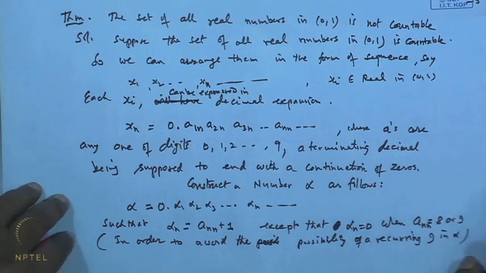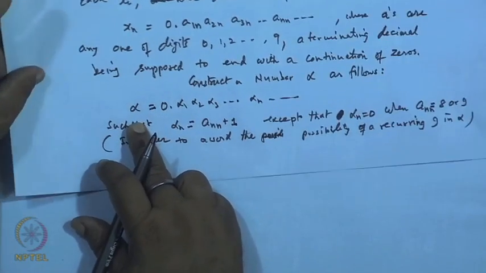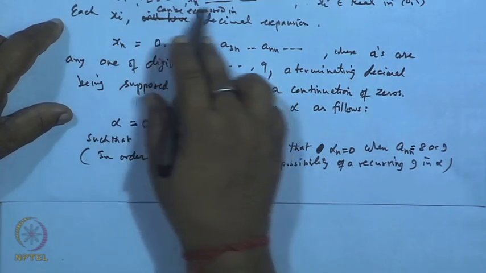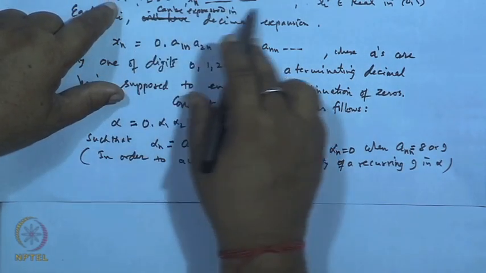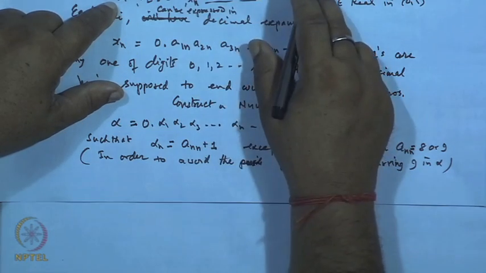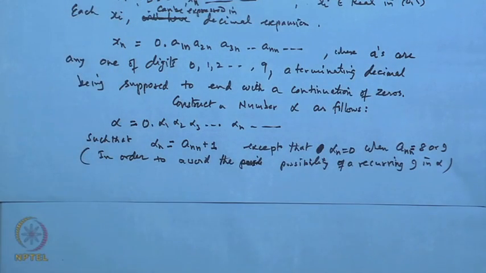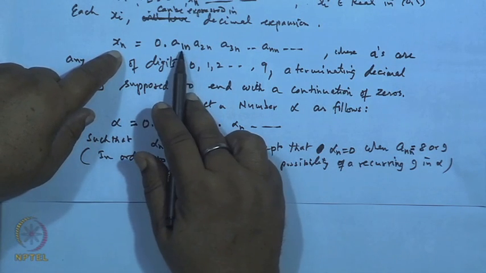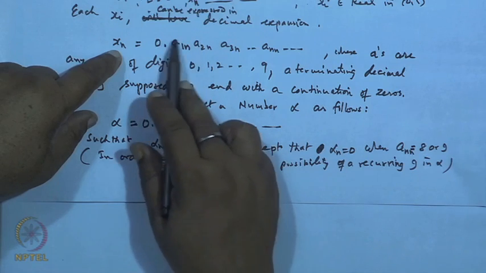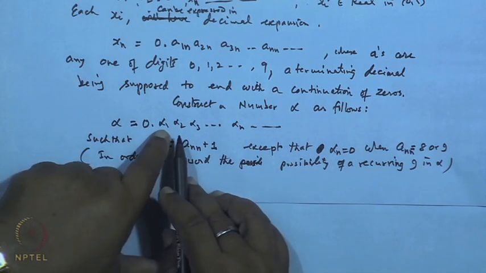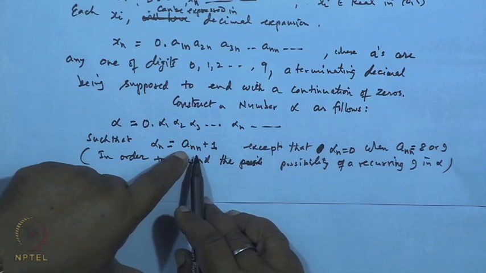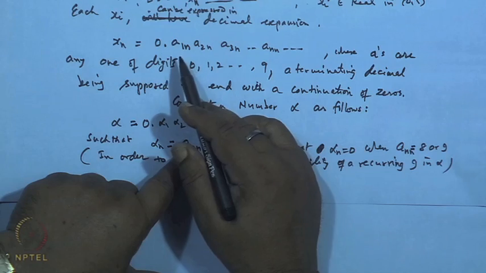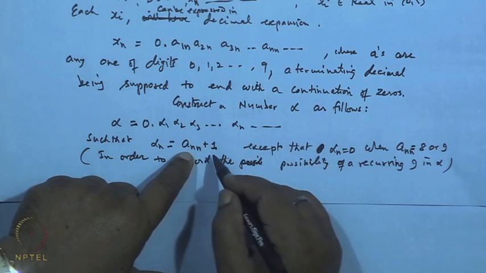Now, we claim that this point alpha so constructed differs from each term x 1, x 2, ..., x n of the set of the points in (0, 1). Why? At least at one place. Suppose I take x 1, then x 1 here is a 1 1, the first place, while in alpha the first point is alpha 1, and alpha 1 is what? a 1 1 plus 1. So basically whatever the first decimal place is, we are replacing this by plus 1.